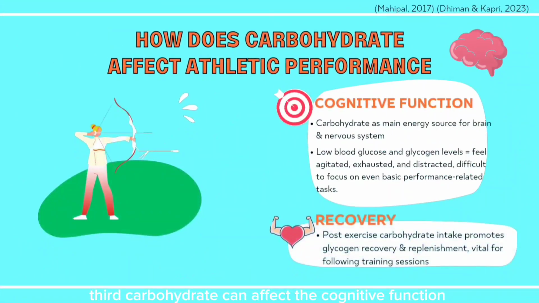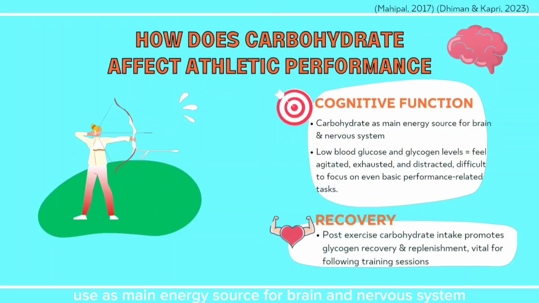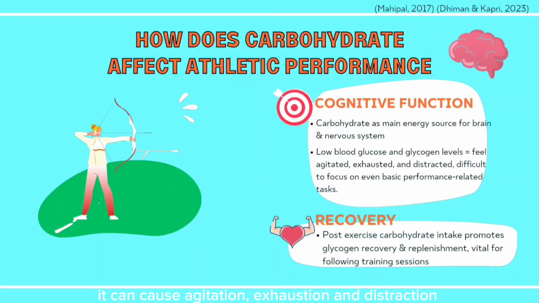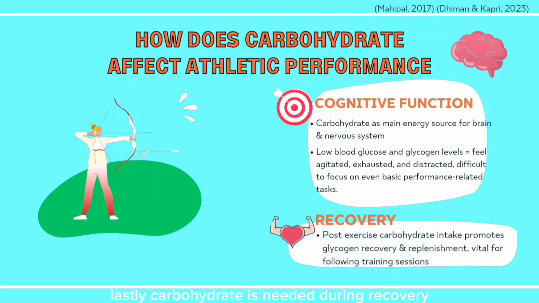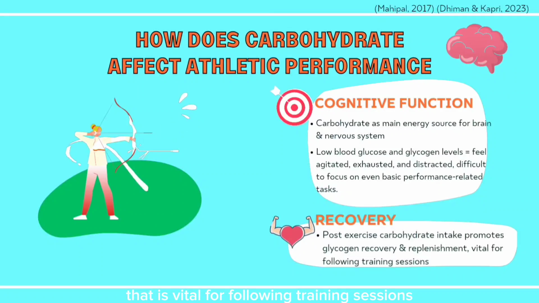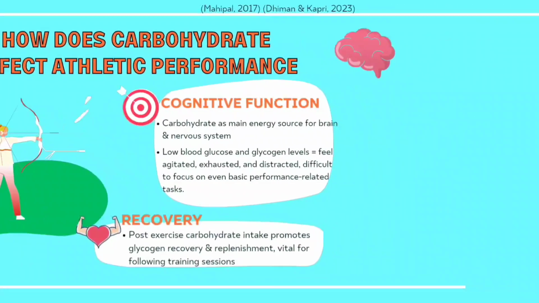Third, carbohydrate can affect cognitive function. Carbohydrates are mainly used as the main energy source for the brain and nervous system. During low blood glucose and glycogen levels, it can cause agitation, exhaustion, and distraction, which leads to difficulty to focus on basic performance-related tasks. Lastly, carbohydrate is needed during recovery. Post-exercise carbohydrate intake can promote glycogen recovery and replenishment that is vital for following training sessions.